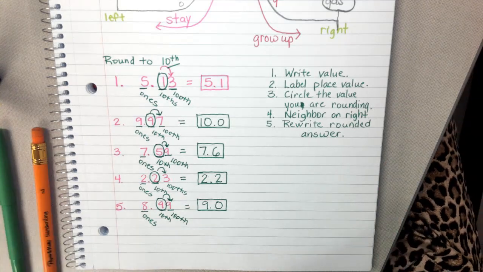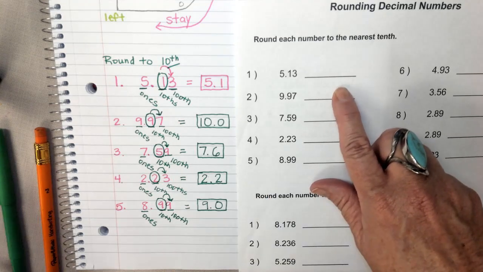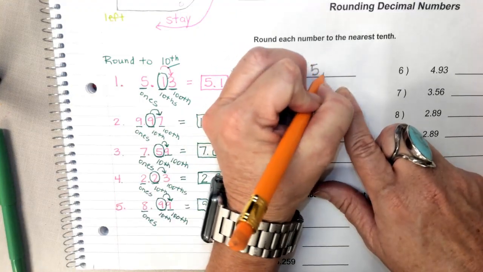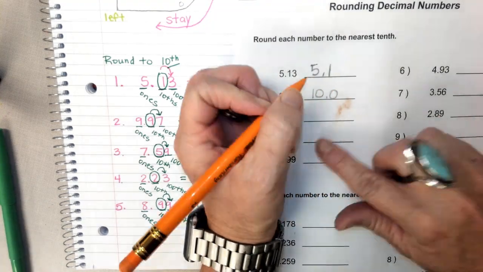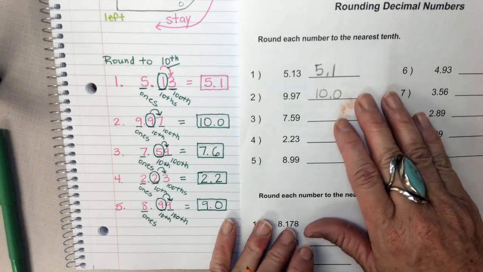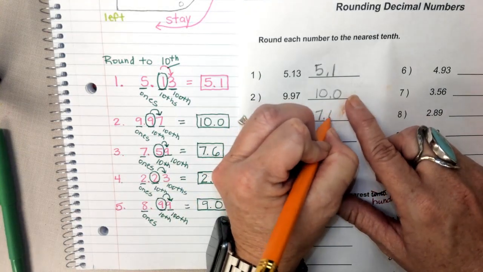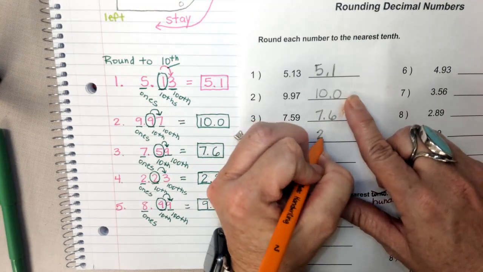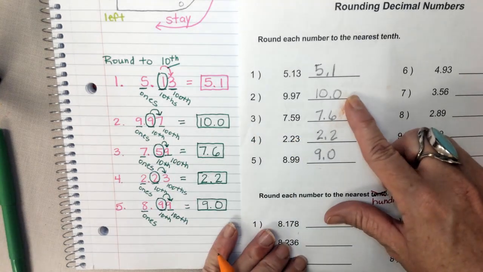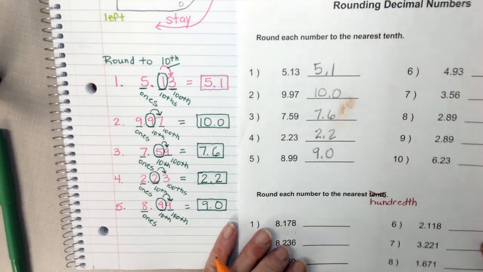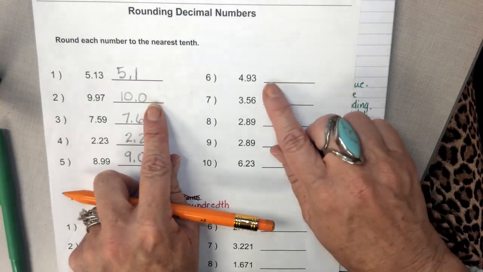Now I've done these 5 for you, so what I want you to do is go back to your paper and record your answers. We have 5 and 1/10. We have the number 10. I'm not sure what that was. I think that was marker on my hand. 7 and 6/10. 2 and 2/10. 9 wholes.